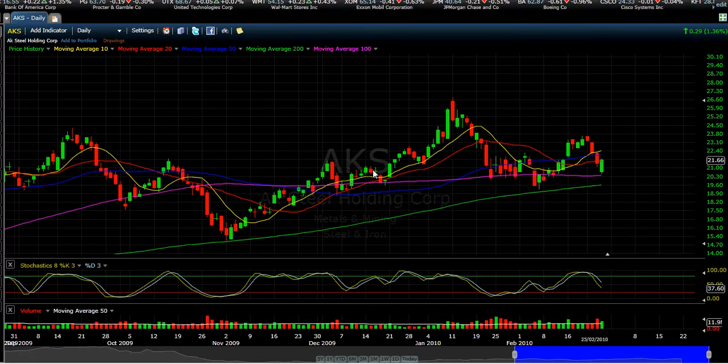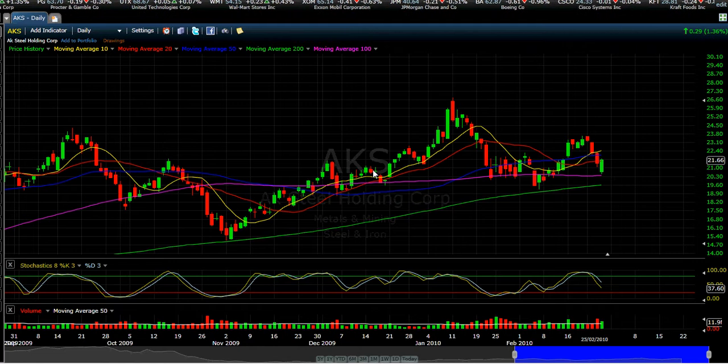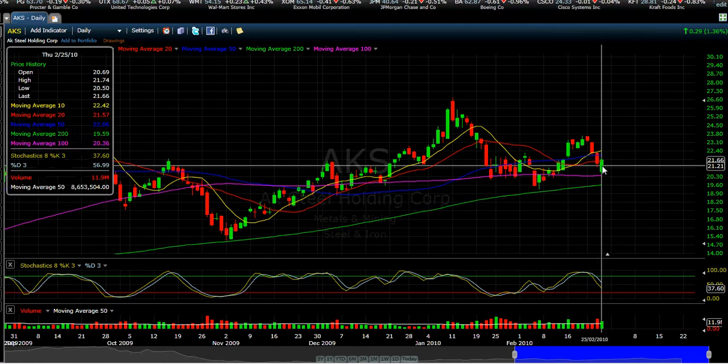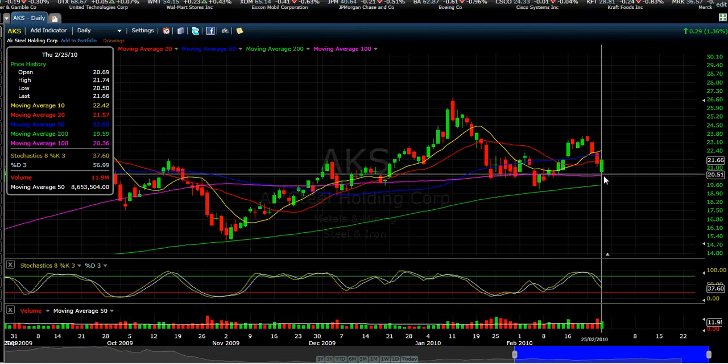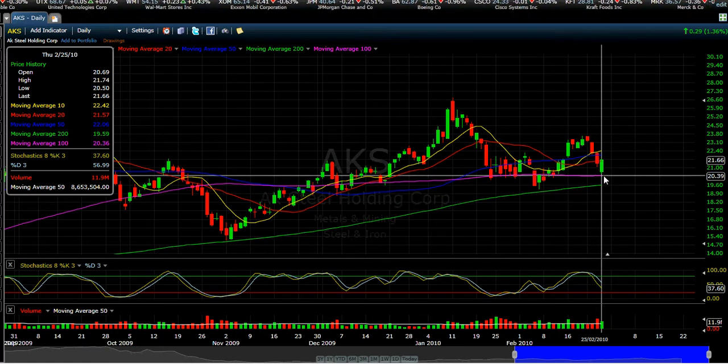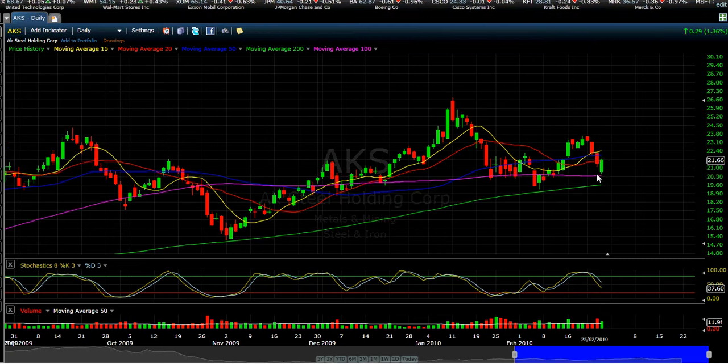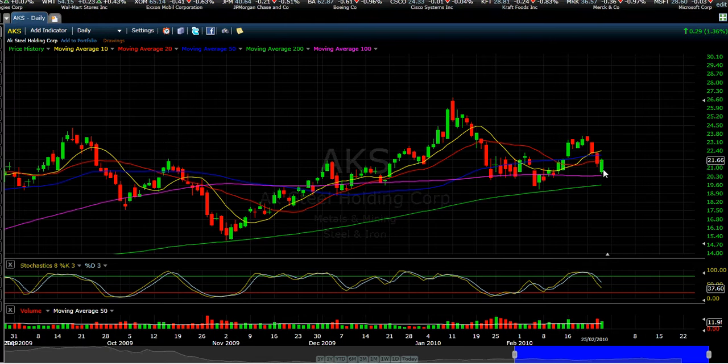Today we're looking at the daily chart of AK Steel Holding Corp, which has a symbol of AKS. As you can see, most recent price action went down and found support at the $20.40 area, finding that support from horizontal price action and also from this 100-day period moving average, and then bounced well off that to close near session highs, forming what we call a piercing line reversal pattern.